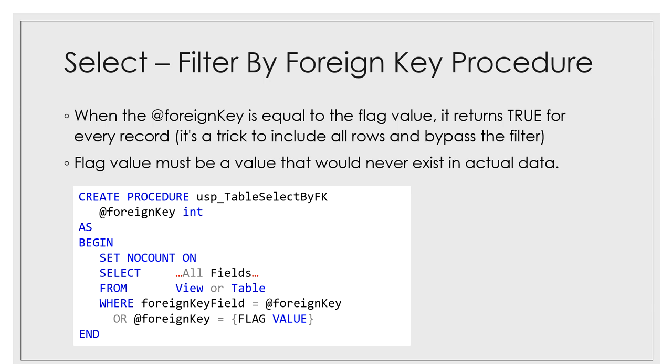So our where clause is looking for a match between the parameter and the actual foreign key, or, okay, the foreign key matches our flag value, which we usually will just use 0, right? That way, if you pass in 0, you're not going to filter by anything because that's always true. And with an or, the whole logical expression is true if one side is true. And since that side is always true, basically all data is returned.